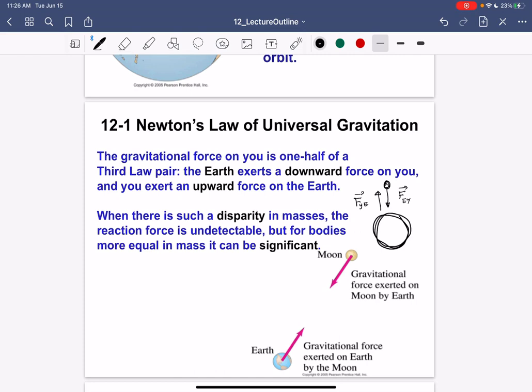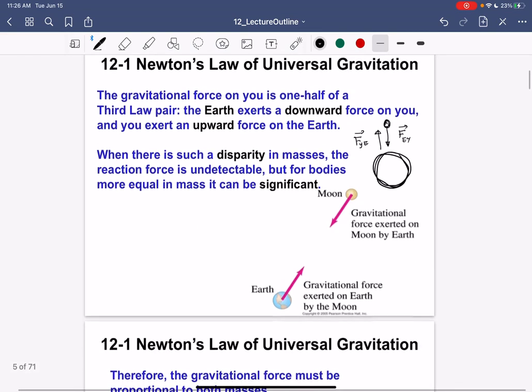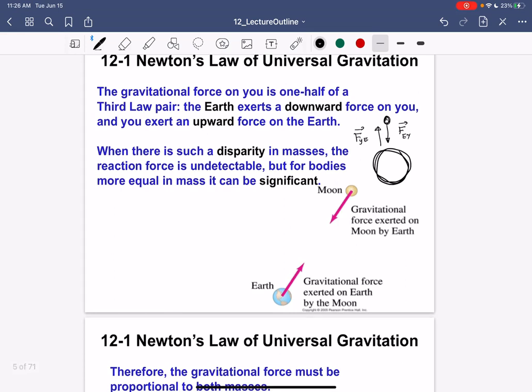When there is such a disparity in masses, the reaction force is undetectable, but for bodies more equal in masses, it can be significant. And we're going to see that when the masses are really small, maybe this force will not be that significant. The reason is the value of this G, which is a very small value. It is 10 to the minus 11 in Newton meters squared per kilogram squared. And this is what makes this force the weakest force in nature.